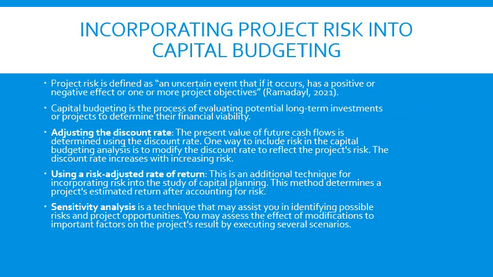Incorporating project risk into capital budgeting. Project risk is defined as an uncertain event that, if it occurs, has a positive or negative effect on one or more project outcomes. Capital budgeting is a process of evaluating potential long-term investments or projects to determine their financial viability. Adjusting the discount rate. The present value of future cash flows is determined by using the discount rate. One way to include risk in the capital budgeting analysis is to modify the discount rate to reflect the project's risk.